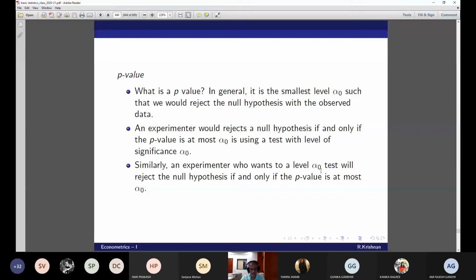That is the smallest level at which you would reject the null hypothesis. Whatever the p-value the test throws, that will be the smallest level at which you can reject the null hypothesis.